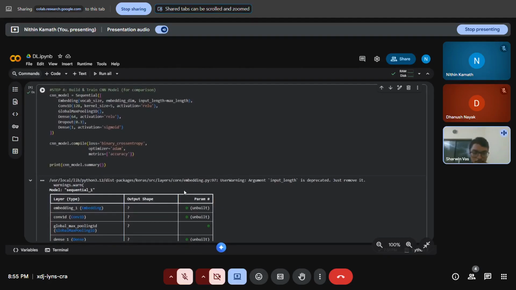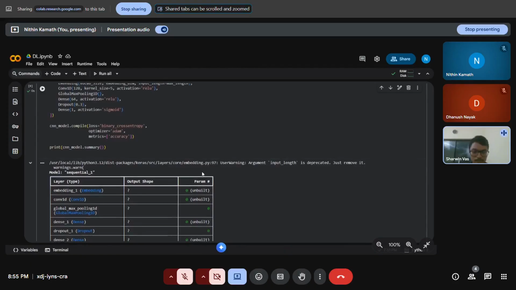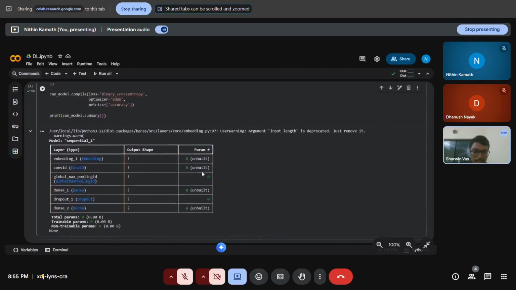The CNN model extracts local patterns such as small phrases like "very good" or "worst movie". Its architecture is as follows: embedding layer, Conv1D layer with 128 filters, global max pooling, dense layer, and output layer with sigmoid. So CNN learns n-gram features and is usually faster than LSTM.